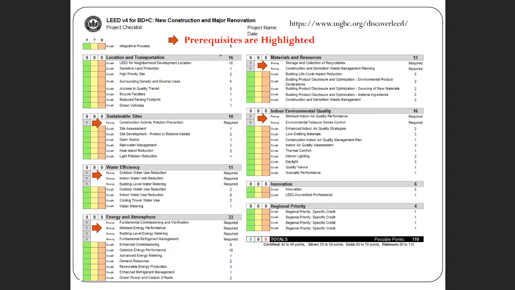Right, so each of these little scorecards, this happens to be the scorecard for BD and C, you'll have prerequisites and things that are required. I think I have some of these. I'll have to look up. I think I posted a bunch of this material on Blackboard. I'll have to go back and make sure it's up there. But again, this is a typical layout. For each credit category, we have prerequisites and then credits.